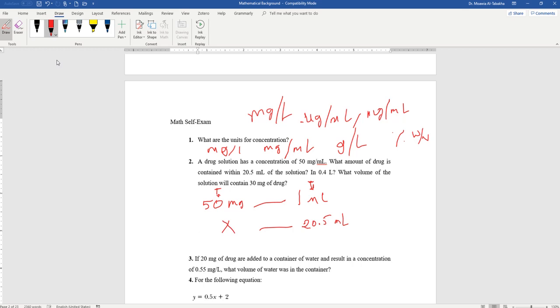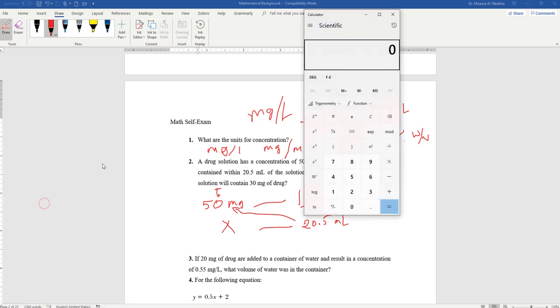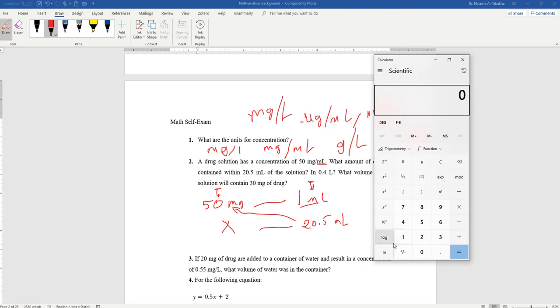So you know that, I'm sure you have taken this, so you multiply 20.5 into 50 and then you divide it by 1 ml. So this is how we do it. I'm going to show you the calculator. This is the calculator. And then I will multiply 20.5 multiplied by 50, divided by 1. I will have, of course, the same thing. So what is the answer?